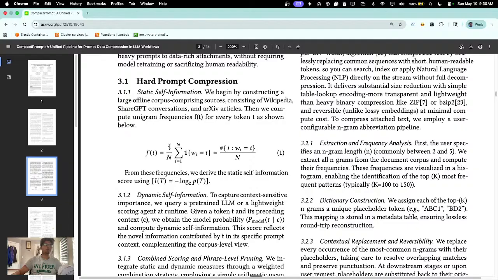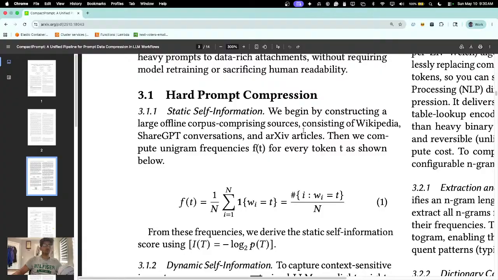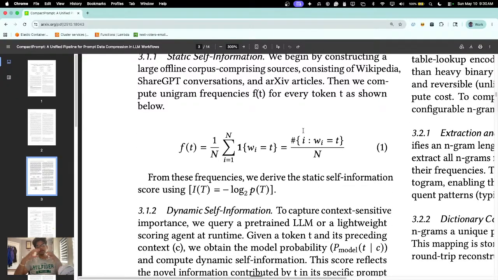Now, the way you can do that is threefold. There are three different ways. You first have your static self-information, okay? And the way this works is first by constructing a large corpus of text. This just means a large body of text, which is found through various sources. In this paper, they use Wikipedia, ShareGPT conversations.